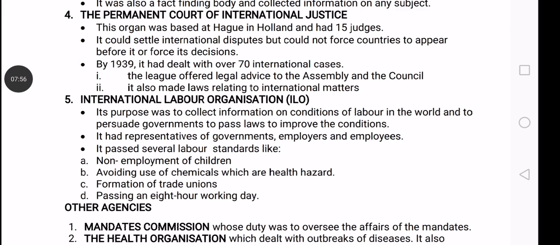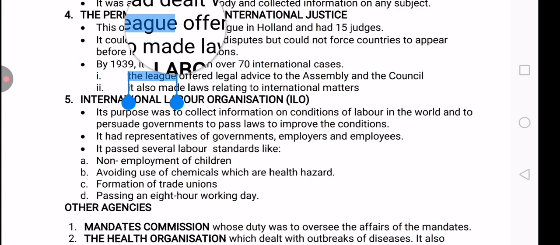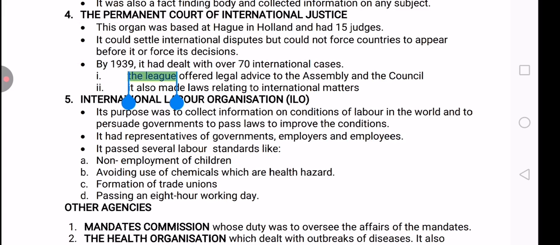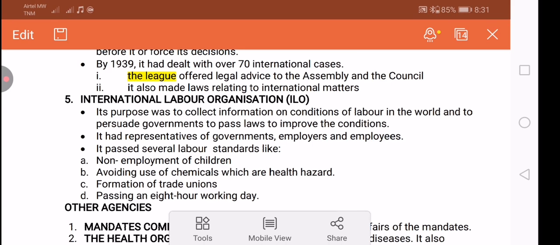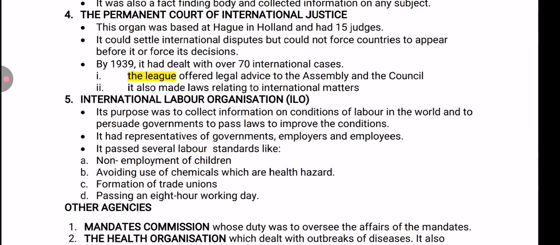One, here it is written "the League" at the beginning, so ignore the word League, but have: it offered legal advice to the Assembly and the Council. That is the first function. It offered legal advice to the Assembly and the Council. Two, it made laws relating to international matters.